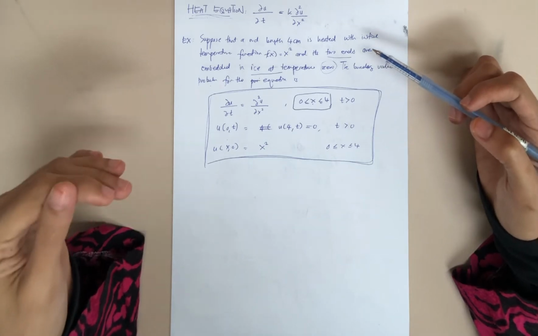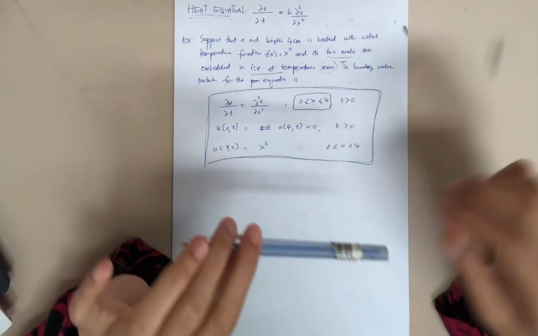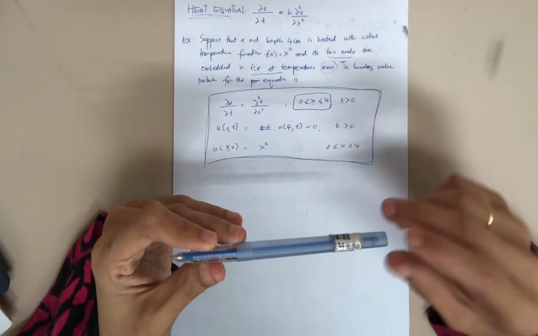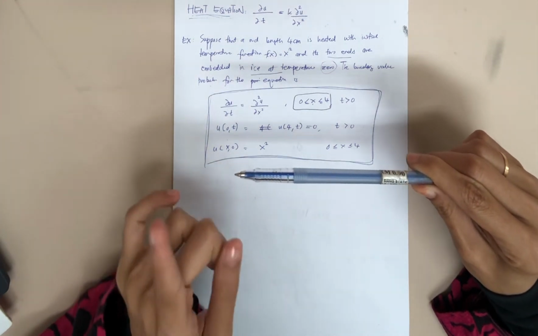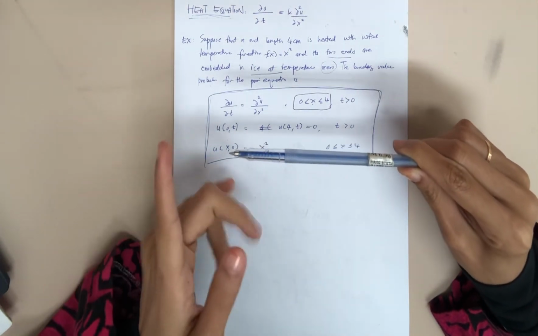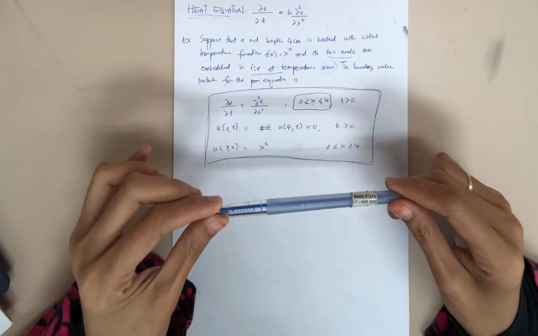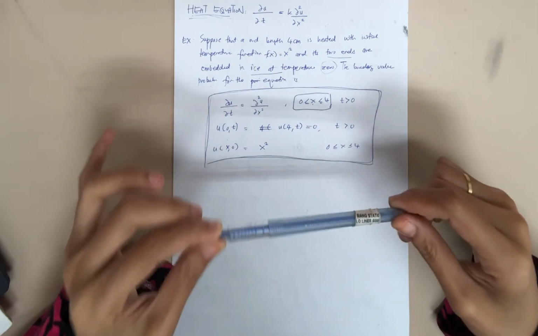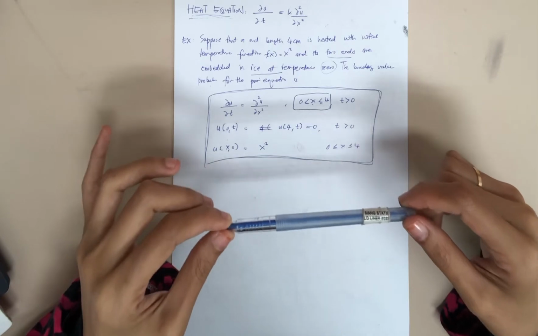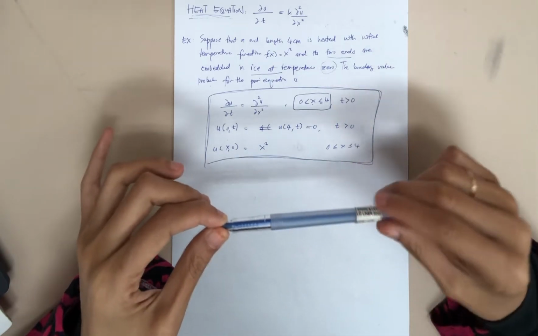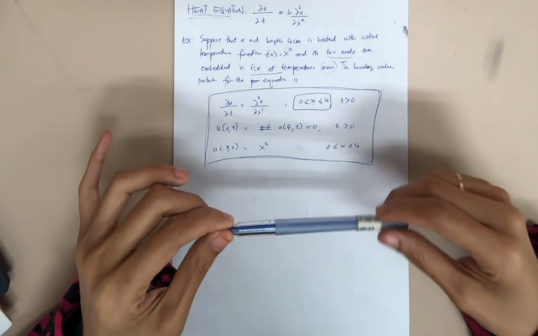And its two ends are embedded in ice. Just imagine that you have one rod, and the two ends, the hujung, this end and this end, are embedded, or dicelup, in ice. Of course the temperature of ice mentioned here is 0.